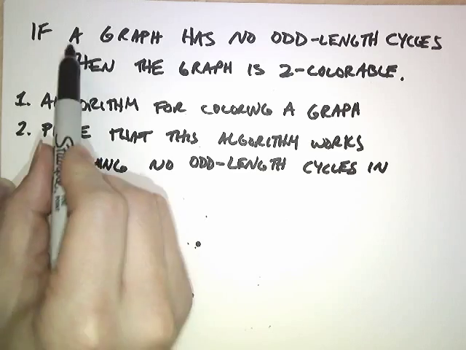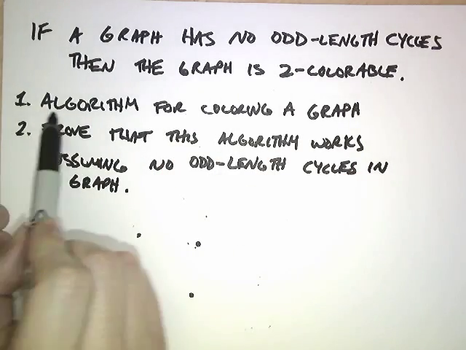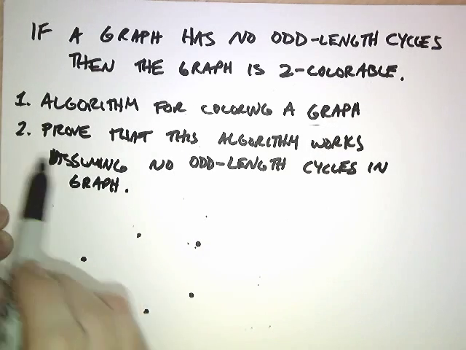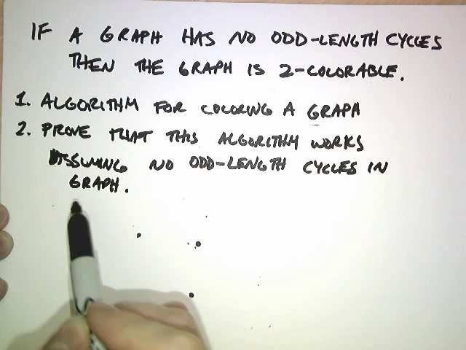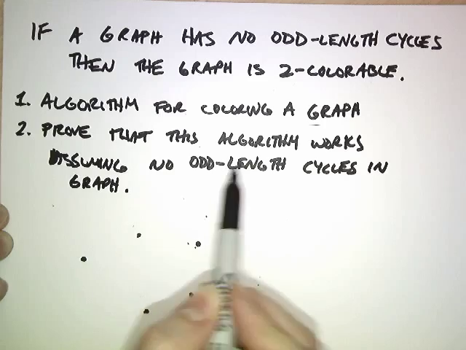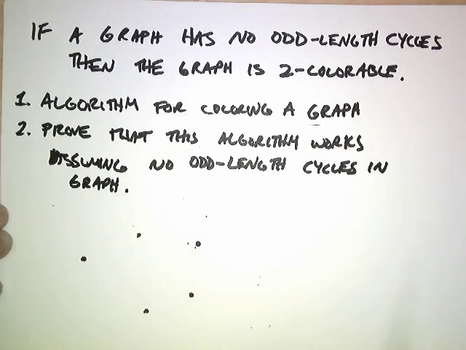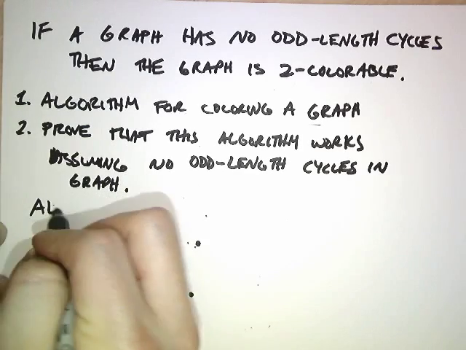So the claim says if a graph has no odd length cycles, then it's 2 colorable. How are we going to prove it? I'm going to give you an algorithm for coloring a graph using 2 colors, and then we'll prove that this algorithm actually works assuming there are no odd length cycles in the graph. So if there are no odd length cycles, then this algorithm for 2 coloring a graph will work, and so the graph will be 2 colorable. Okay, so what's the algorithm?